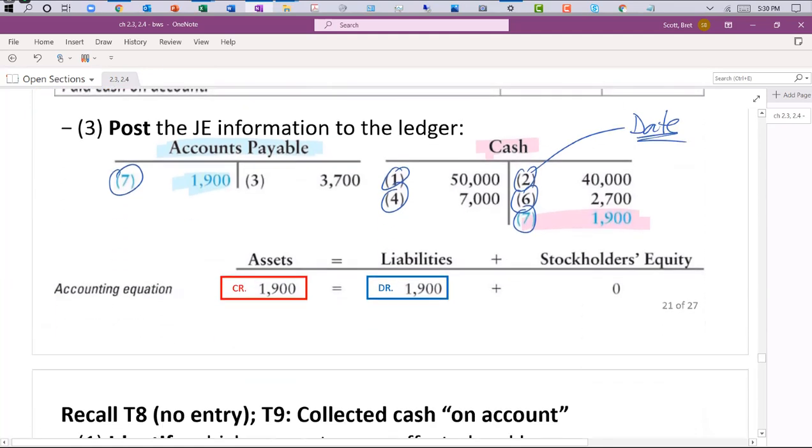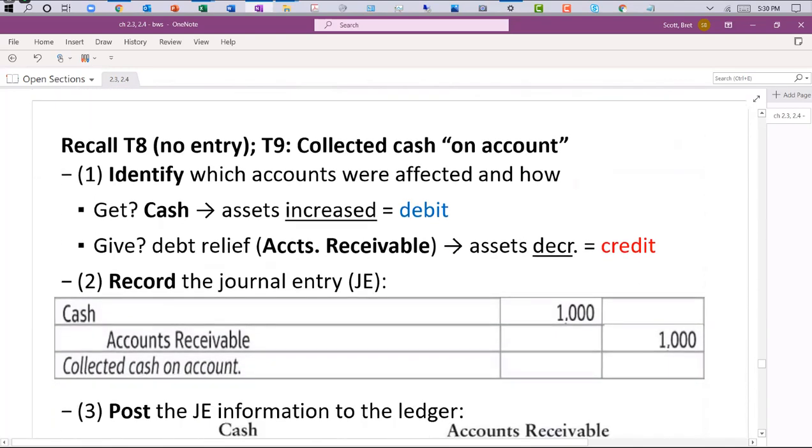There was no journal entry needed for transaction 8. That was one of the stockholders who did something to their personal house. We didn't need to do anything for the company's sake. But then there was the collected cash on the account. People promised to pay us back money, and guess what? Now they actually are paying us back money.